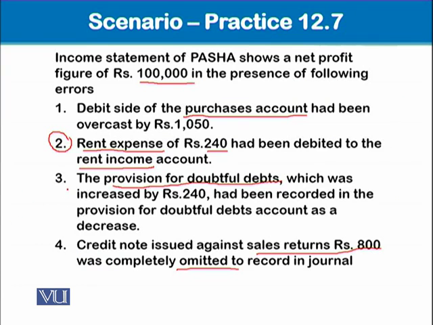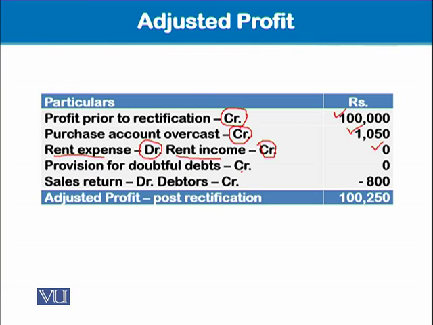Then comes provision for doubtful debts, which was increased by 240, but had been recorded in the provision for doubtful debts account as decreased. So we have already discussed that provision for doubtful debts, although it will be credited, has zero effect on the already recorded profits, because this is the accounting head which will affect debtors only in the balance sheet. This provision will have no effect on the profit or loss account. This is the bad debts, the reciprocal effect of this provision, which affects, in fact, the profit or loss figure.